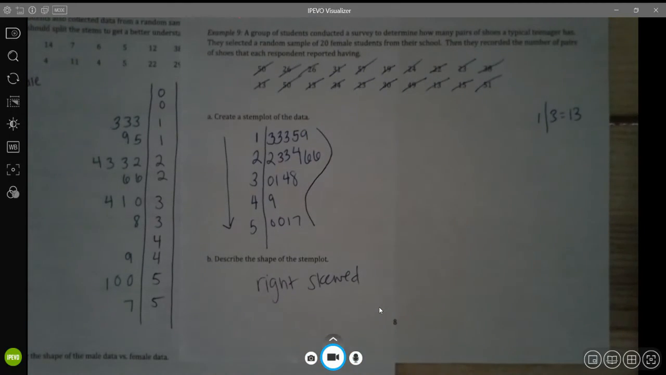Okay, so what I want you to do is, for the male data, which is this data over here, fill in the stems on the other side, splitting your stems, crossing things off as you go, and then you can check yours with mine. Go ahead and fill that in, and then you can check your answer.